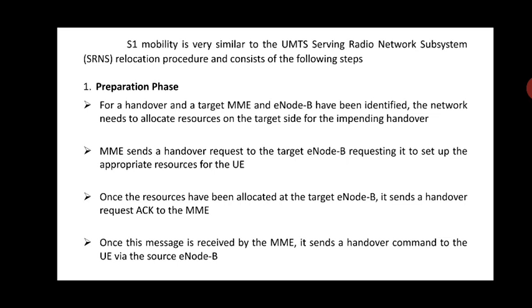Okay, that is the requirement, it will be sent to the user equipment. Once the resources have been allocated at the target E node B, it sends a handover request ACK to the MME. Means the target, the destination E node B, will send back an acknowledgement. And this message is received by the MME, so that it will send a handover command to the user equipment via the source node B, because your user equipment is still under the control of the source node.